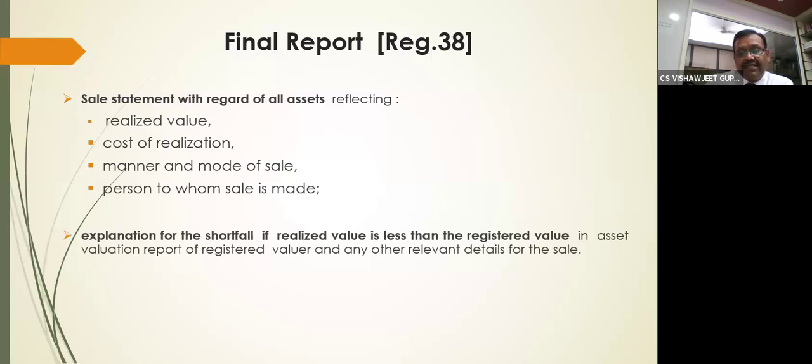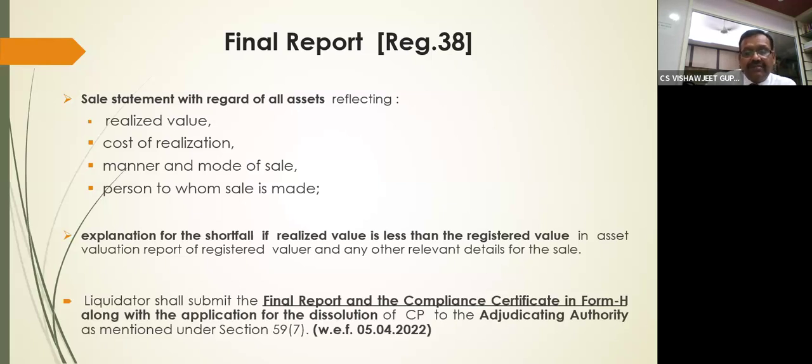Explanation for shortfall if the realized value is less than the registered value. So if the realized value is less than the registered value, then the liquidator will have to give an explanation. Right? The liquidator shall submit the final report and compliance certificate in Form H. Form H is very important because when you file the petition with the NCLT, the NCLT members used to ask for Form H, the compliance certificate, and they check each and every point of the Form H, that is the compliance certificate.